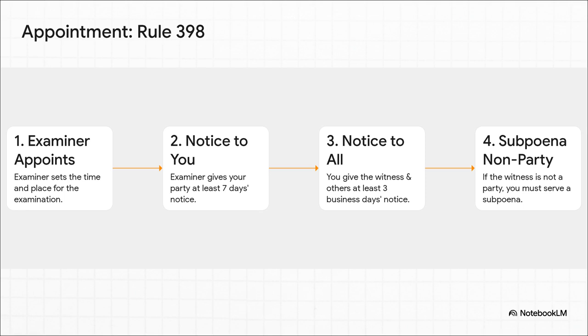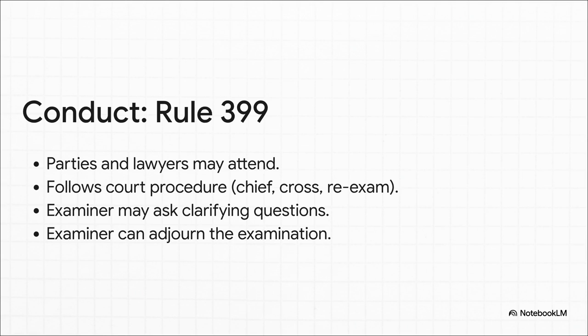Don't forget that part. So, Rule 399 basically lays out the rules of the road for the examination itself, and it's designed to mirror what happens in court. Everyone can be there. The evidence is taken in that familiar sequence: examination in chief, cross-examination, and then re-examination. The examiner isn't just a potted plant either. They can jump in with their own questions to clear things up, and they can call for an adjournment if things get complicated.